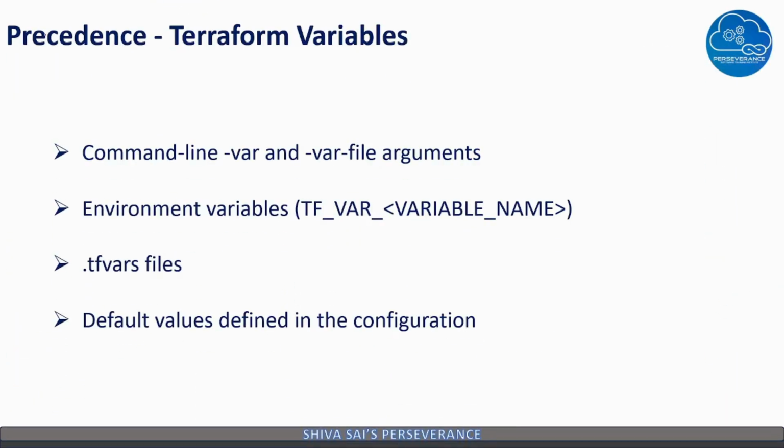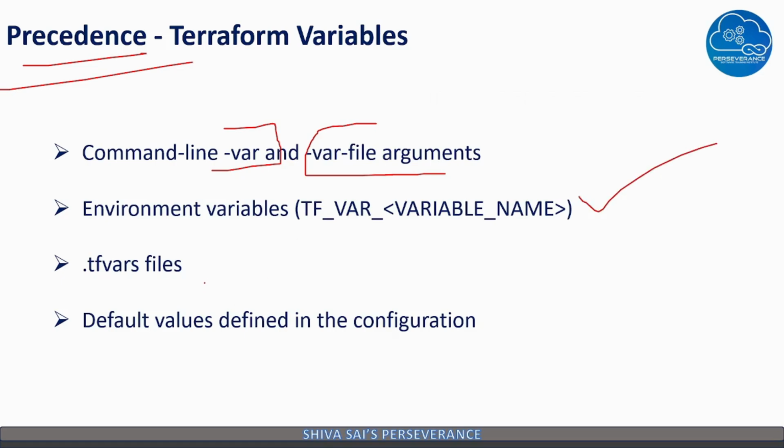Now, when we check about the precedence, firstly, it will consider the -var-file argument values. Then it will consider the environment variables. Then it will consider the tfvars. Then finally, it will consider the default variables.tf configurations. All right. Fine, guys.